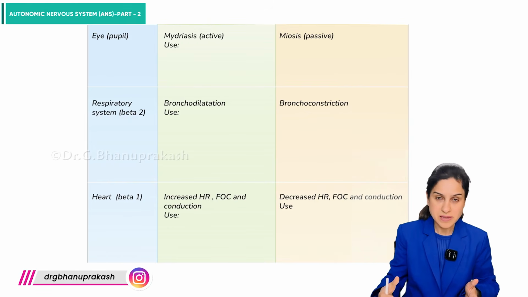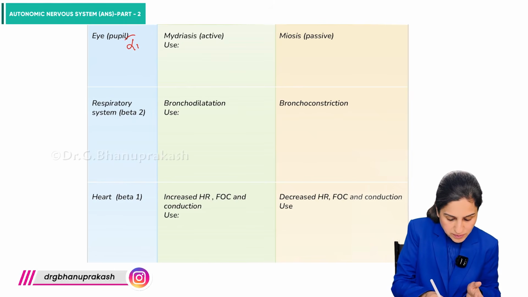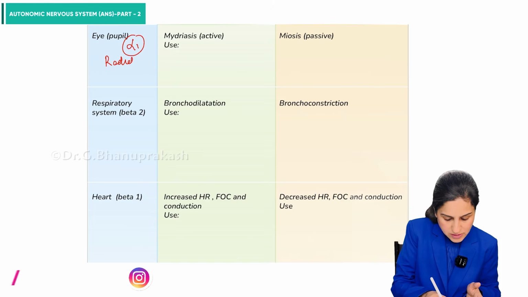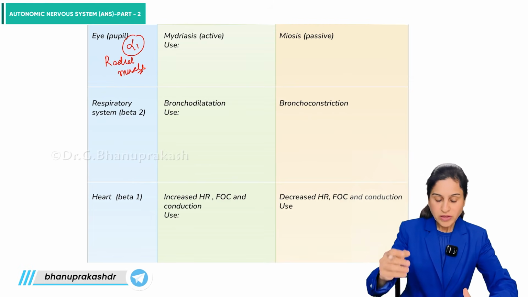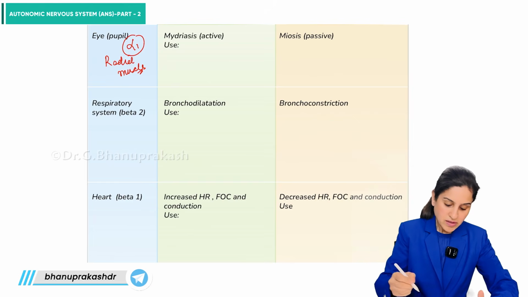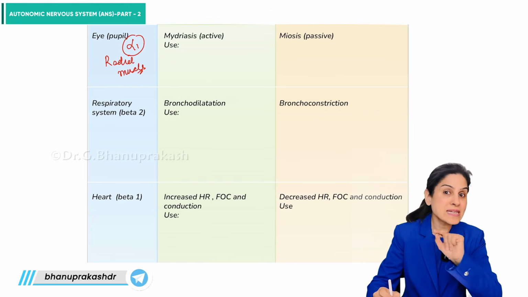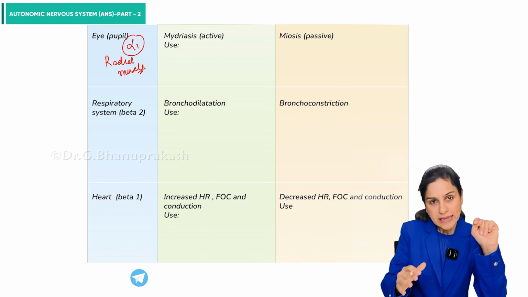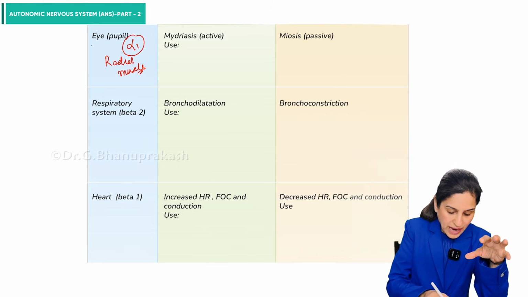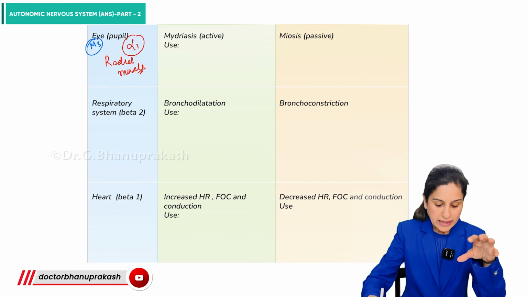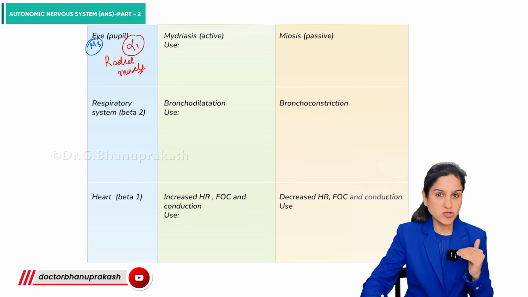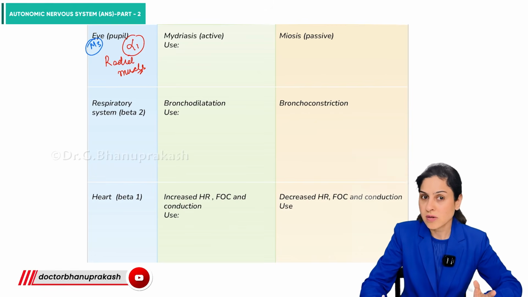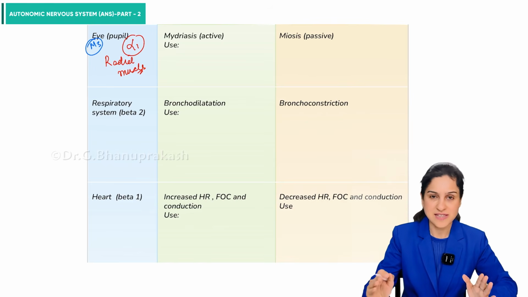In the eye, we should know the receptors which are present. In the radial muscles, we have the alpha 1 receptors, and when you stimulate these receptors, there is going to be mydriasis, which is called active mydriasis. But on the other hand, on the circular muscles, we have M3 receptors. So in case you block the alpha 1 receptors, there's going to be unopposed action of M3 receptor, which is going to cause miosis. But that miosis is called passive miosis.